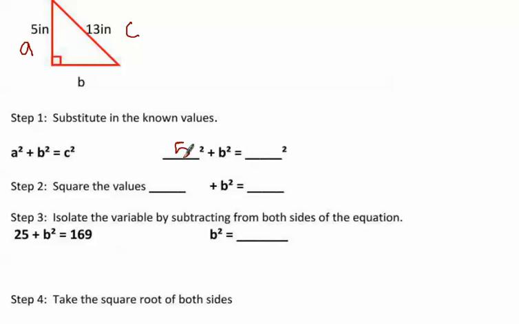So a squared would be 5 squared plus b squared, which is unknown, equals 13 squared, or c squared. Square the values, so you get 25 plus b squared equals 13 squared, which is 169. Step 3, isolate the variable by subtracting from both sides of the equation. For example, I'm going to subtract 25 just as if I'm solving an equation. The remainder is b squared equals 144.